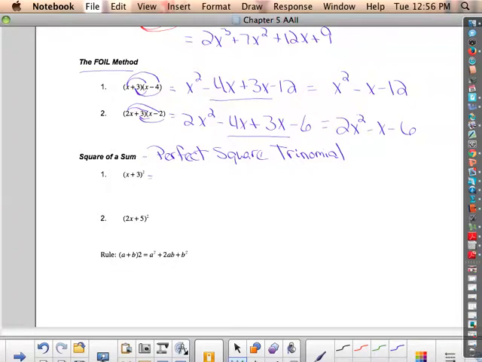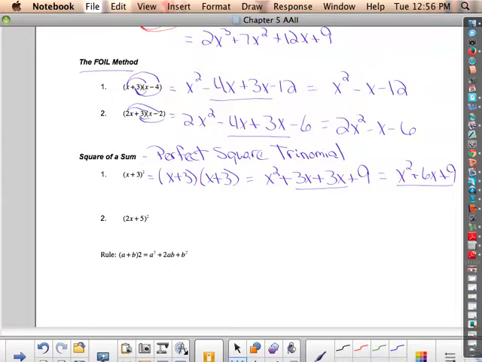Remember, x plus 3 raised to the second power is not x squared plus 9. This is what I'm talking about. You have to FOIL x plus 3 times x plus 3. It's going to give me x squared plus 3x plus 3x plus 9. You're going to get 2 times that middle term. That middle term is going to repeat, giving me x squared plus 6x plus 9, which is a perfect square trinomial.